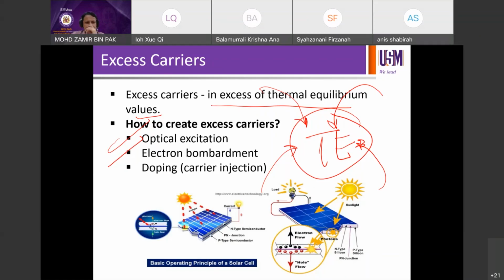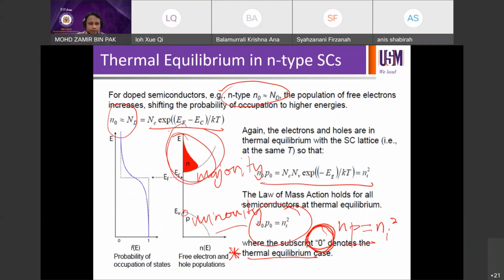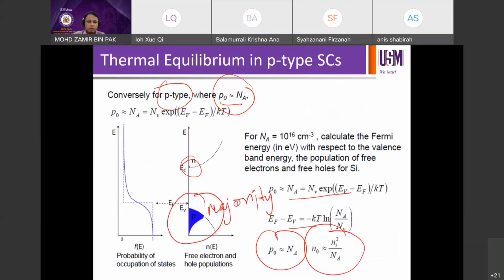Then you can also generate excess carriers by doping, or we call it carrier injection. We've discussed this one a lot already, right? Last time. You can dope your silicon to make it more p-type or more n-type, and making the silicon more p-type or n-type itself is generation of excess carriers. You are skewing the distribution of your majority carriers to one side, either to n-type, generating more and more density of free electrons, or to p-type, generating more and more holes by doping, for example.